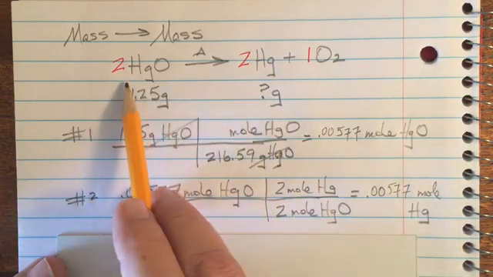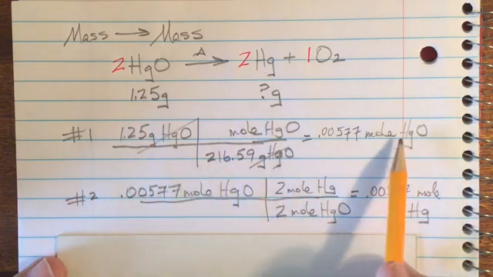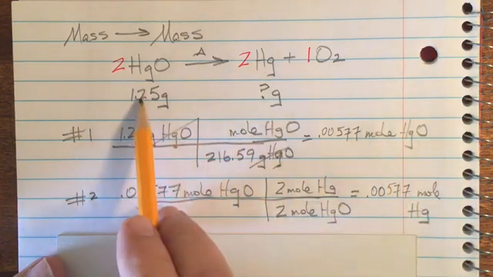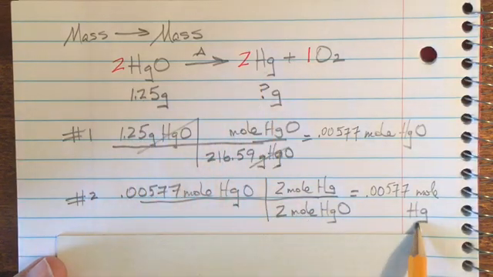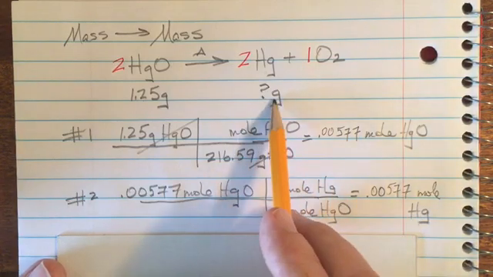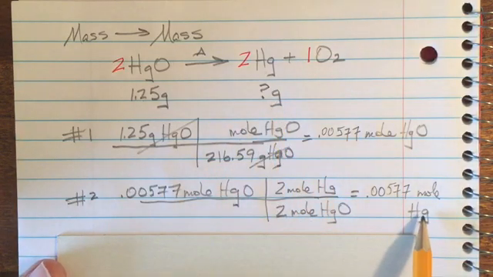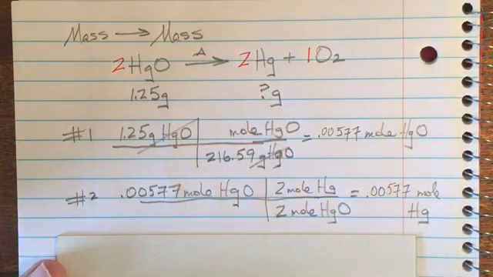But we didn't start with 2 moles, we started with 1.25 grams. So after the first step, we determined the number of moles of HgO, applied step 2, the mole ratio, to get the moles of Hg. In the last step, though, we want to determine the mass of Hg. We're going to take the number of moles and multiply it by the molar mass of mercury.